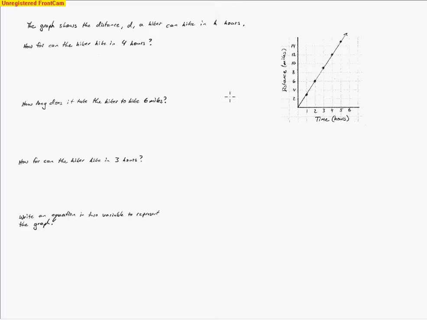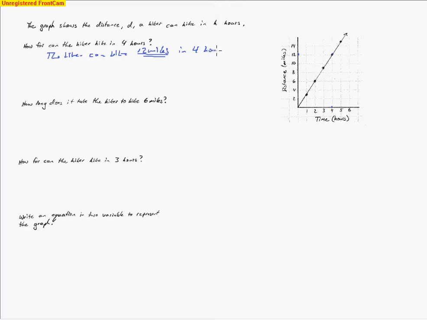Well, what we're going to end up doing is going over here to 4, and then we're going to go up. We're going to follow 4 up until we get to where the point is, which is right here. And then we're going to carry it over horizontally back to the y-axis, and right at this point here, 12. So we would say that the hiker can hike 12 miles, and that's pretty much the answer, in 4 hours.